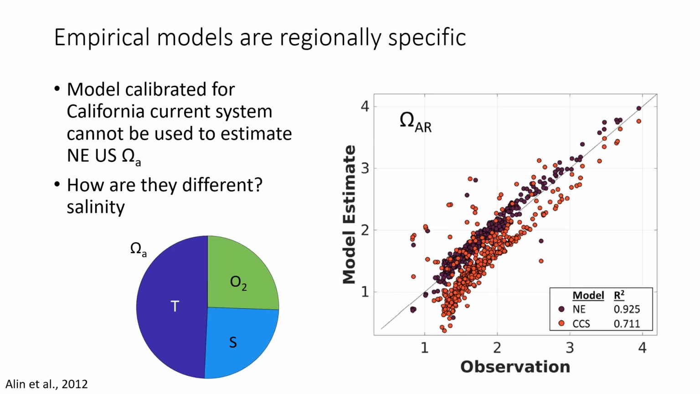And so what's different about these models that were developed for each region? So in the Northeast US, all of the models that we developed include salinity as a predictor, and it was not selected as a predictor for the models in the California current system. So this tells us that freshwater is an important driver of carbon chemistry in the Northeast US, while it's not in the California current system.